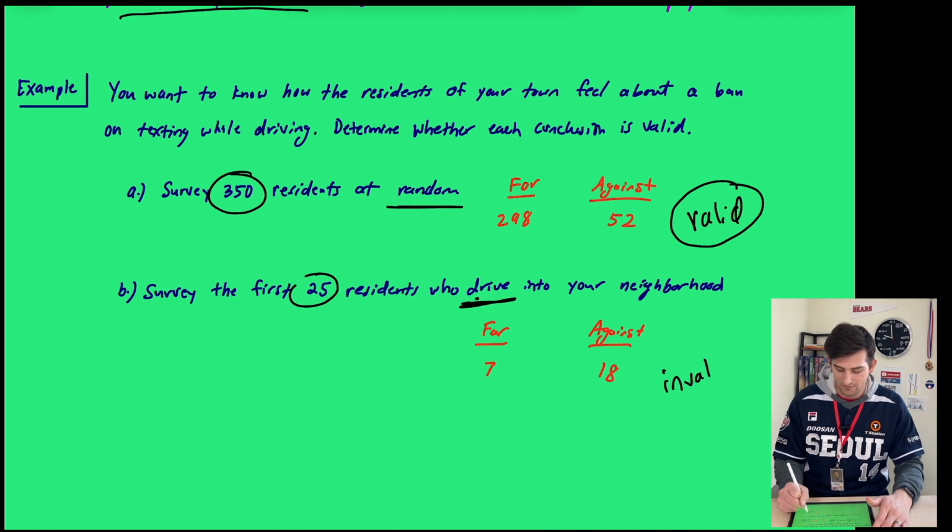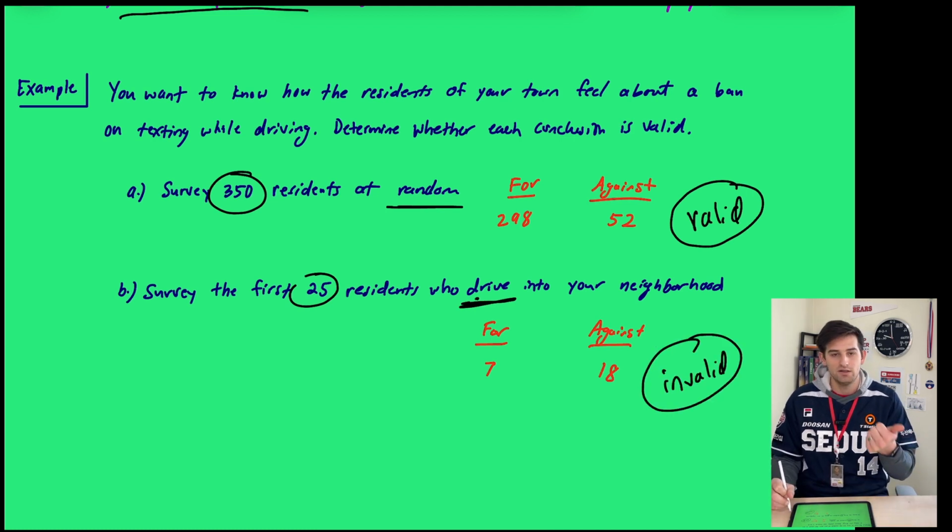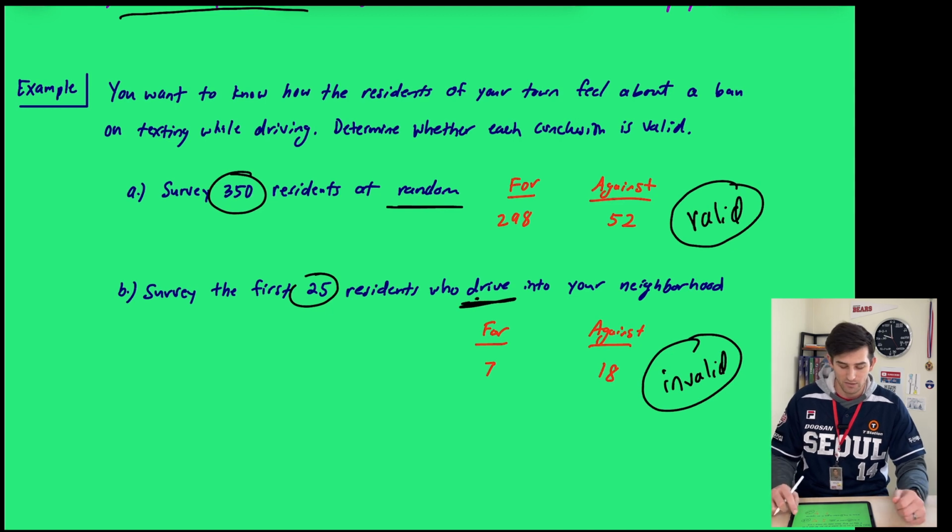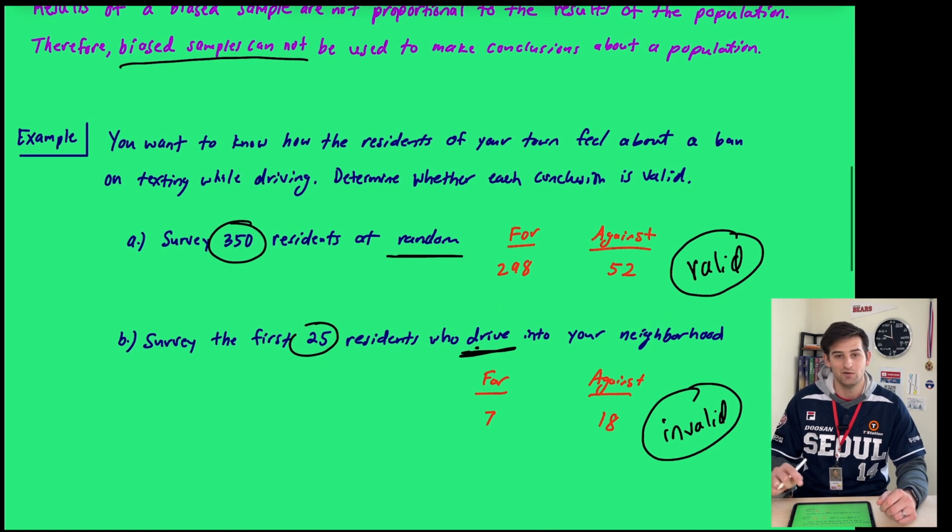It is invalid. Okay, 2 reasons. 1, the sample size is too small. It's only 25 people. And also number 2, it's not random enough. These are people who drive. So they have a vested interest on what they can do while they're inside their vehicle. So it's going to be invalid. Okay, so that's how we can determine whether a conclusion is valid or invalid.